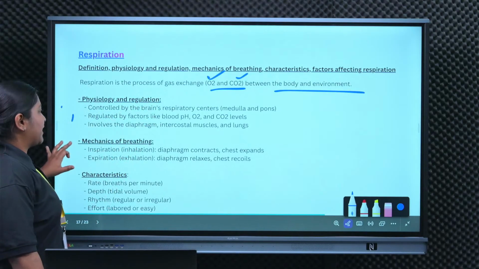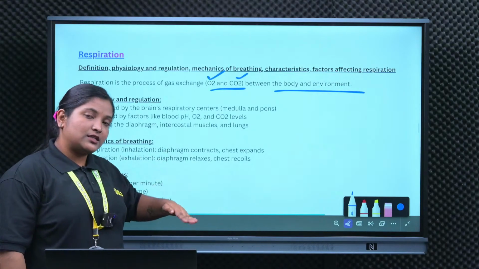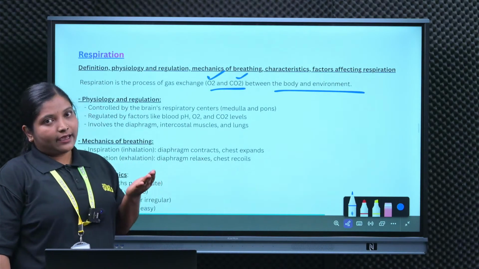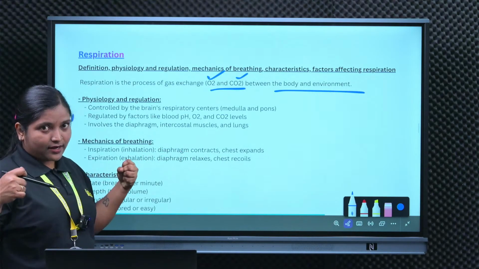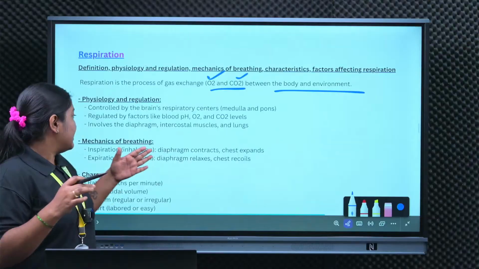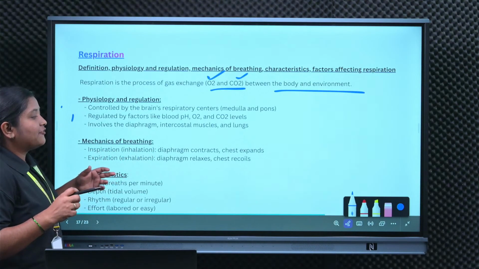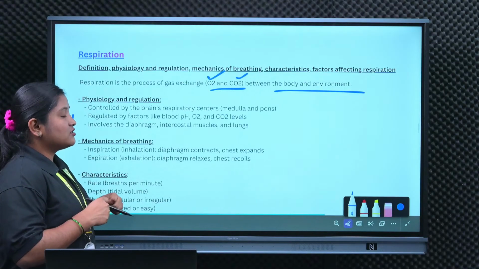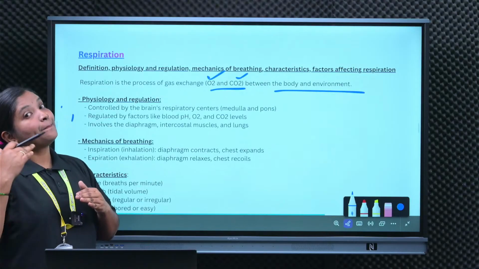The next one, mechanics of breathing: inspiration and expiration. Inspiration means inhalation of air, which is O2. The diaphragm contracts and the chest expands. Okay, so that is inspiration. Expiration, or exhalation, means the diaphragm relaxes and the chest recoils. So that is how we need to assess the respiration.